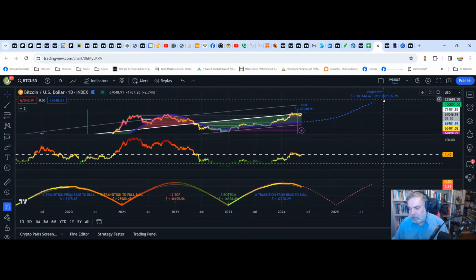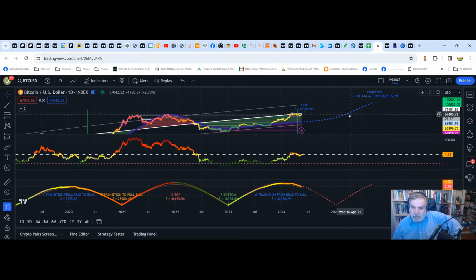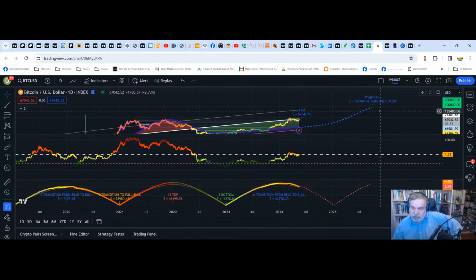TradingView, unfortunately, gives you only 500 days ahead. That is still amazing, right? To be able to predict things 500 days ahead, more than 1 year, right? 1 year and a half, something like that. But it doesn't allow us to see where the top is here, unfortunately.